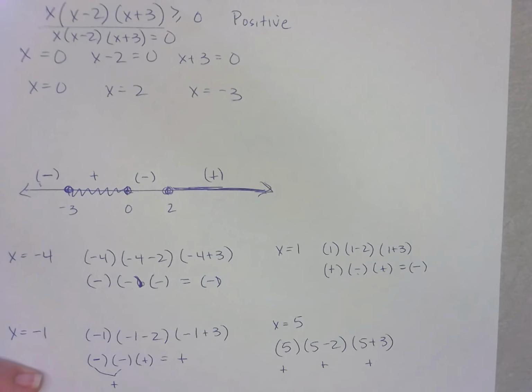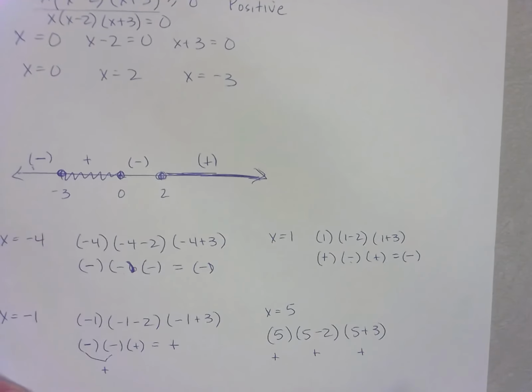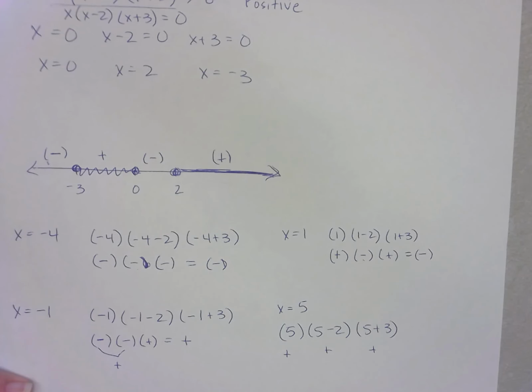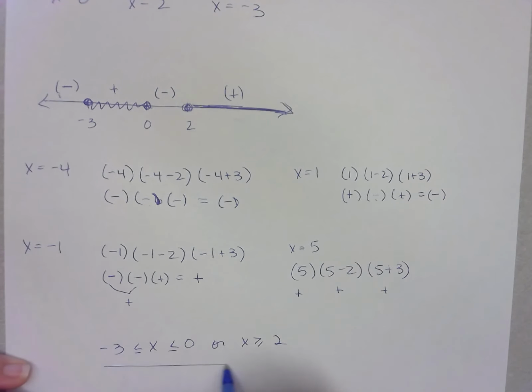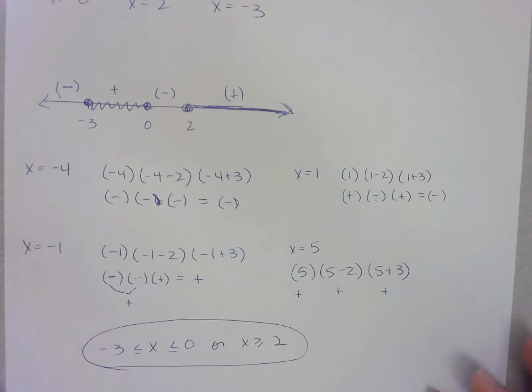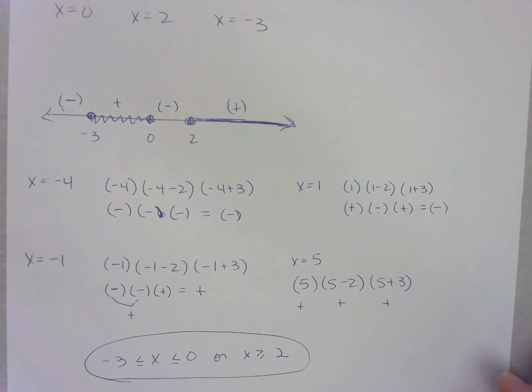And so I can write this as two inequalities, right? I can say that x is between -3 and 0, and it's equal to the endpoints because of this symbol up here, right? I've got an equal to sign. So x can be between -3 and 0, or x is greater than or equal to 2. And those are my solutions. So the more zeros that I have, the more intervals that I have to test.